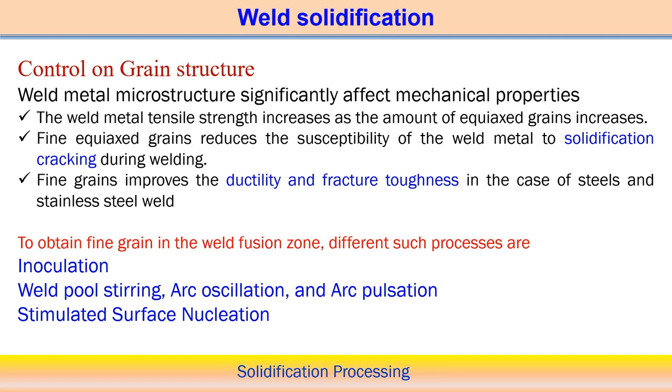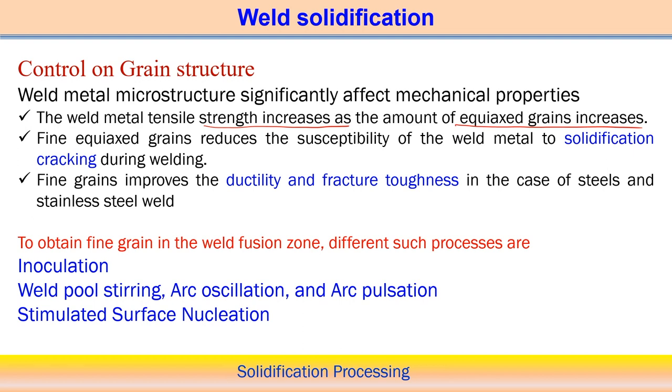Now, what factors are responsible for controlling the grain structure during weld solidification? We observe that weld metal microstructure definitely affects the mechanical properties of the structure. Here we try to promote the equiaxed structure, because as the amount of equiaxed grain increases, the tensile strength increases, and at the same time equiaxed grain gives almost isotropic properties to the structure. So, if we want isotropic mechanical properties in the structure, we try to promote the equiaxed structure. Equiaxed microstructure also influences other properties of the component, and it is always worth promoting, because if we promote the columnar structure, we get directional properties.